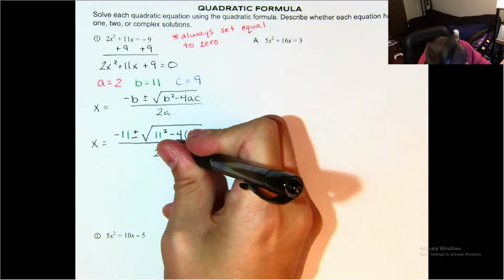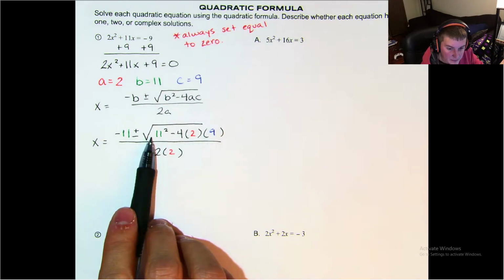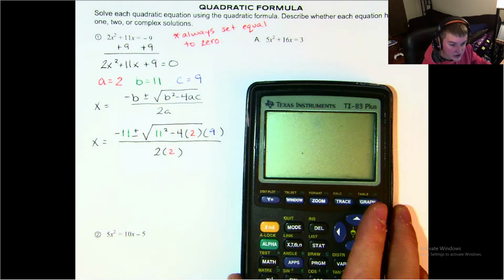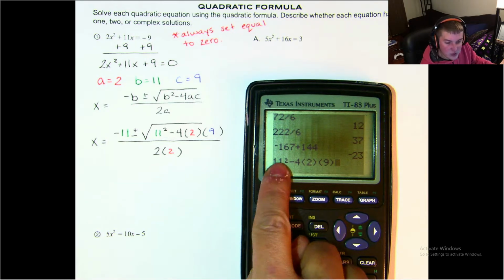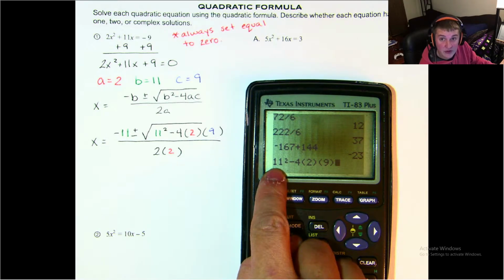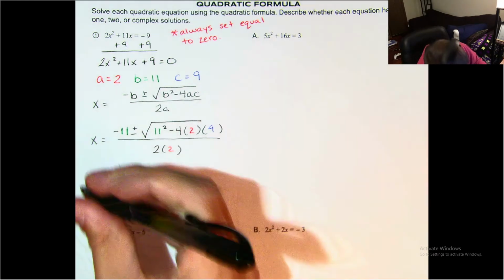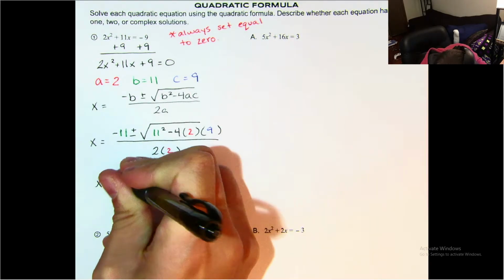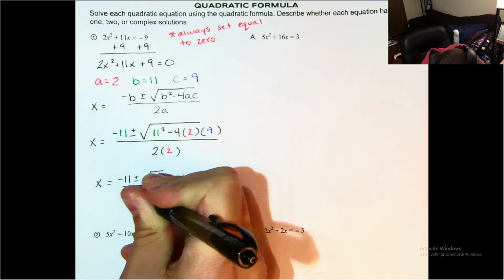Okay, then we can do a little bit of simplifying. Let's figure out what this number is right here. For me, I just like to do the discriminant itself in the calculator. So 11 squared minus 4 times 2 times 9. If your b value is negative, you'll have to put parentheses around that. I believe we see an example like that. Then we just hit enter. So that's 49. So now I get x is equal to the opposite of b, or negative 11, plus or minus the square root of 49, all divided by 4.